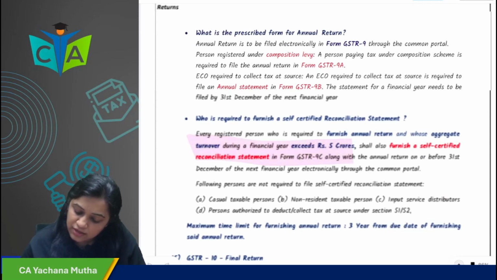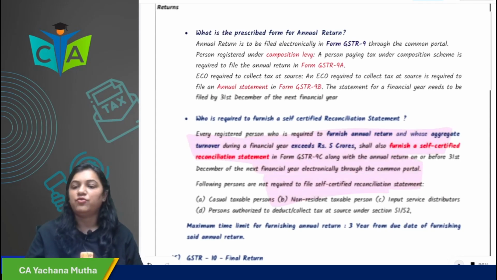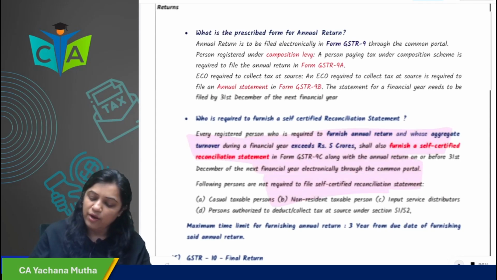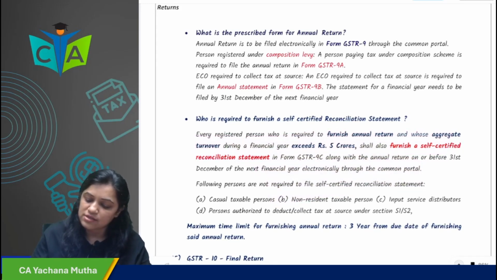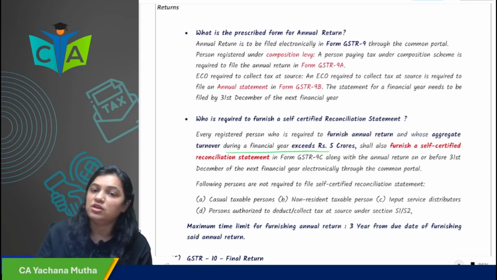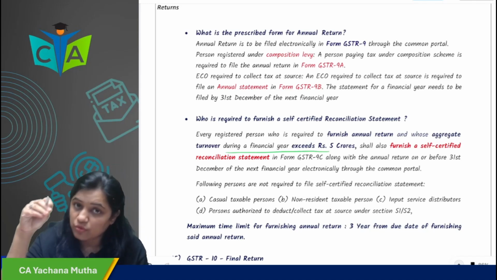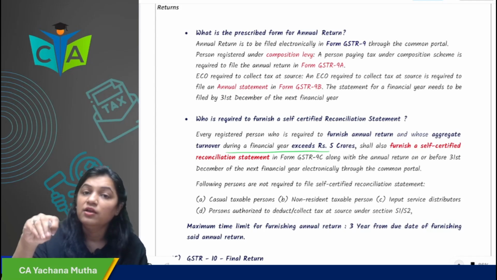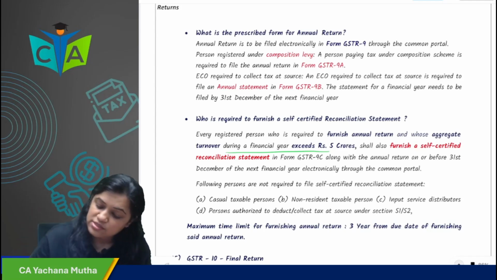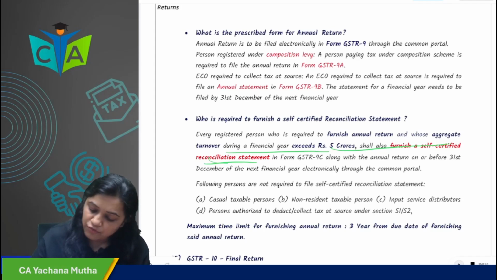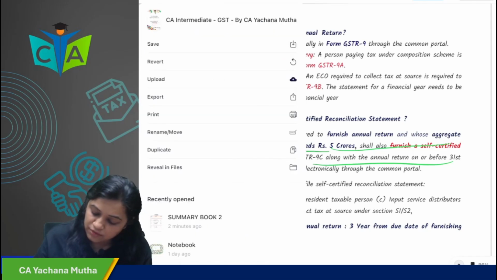When your aggregate turnover during a financial year exceeds 5 crore, then you are required to furnish a self-certified reconciliation statement also. So whenever your aggregate turnover during a financial year, which year? The year to which return you are furnishing, okay. So in that year your aggregate turnover exceeds 5 crore rupees, then you are also required to furnish a self-certified reconciliation statement along with the annual return also.